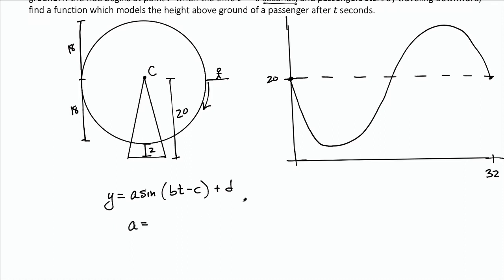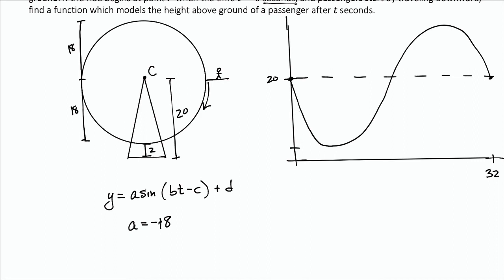A, I'm going to say, is of course the amplitude. That's the total distance from the midline down to the minimum point, which is that radius of 18. But because I start by going down, I'm going to put a negative there, because normally the sine function starts by going up.